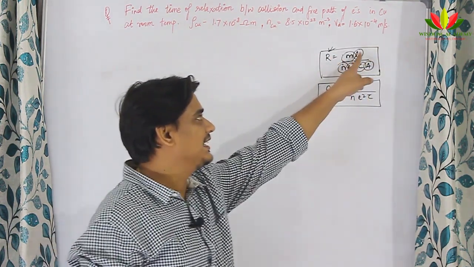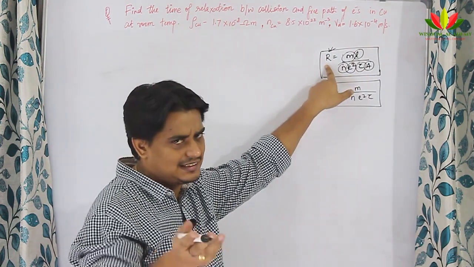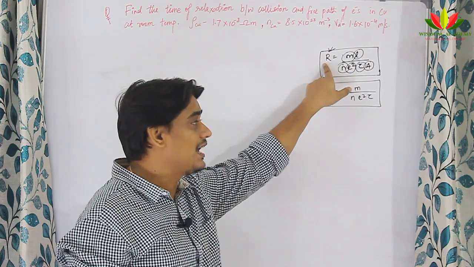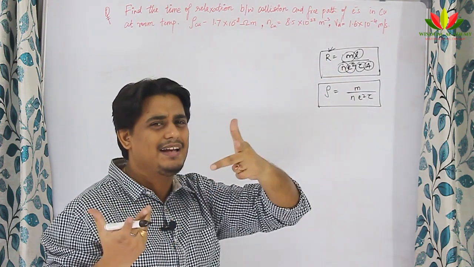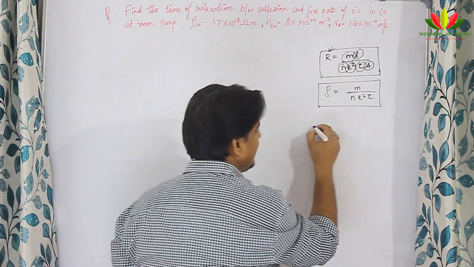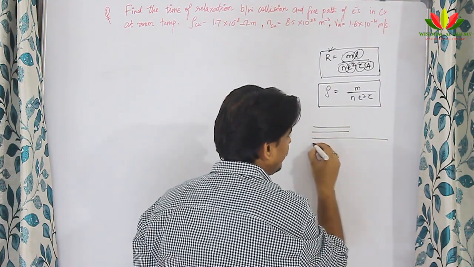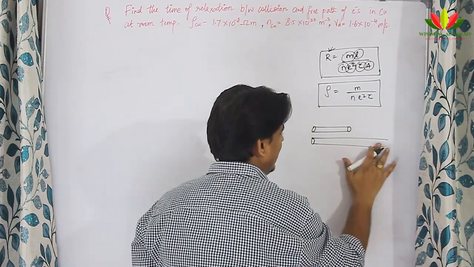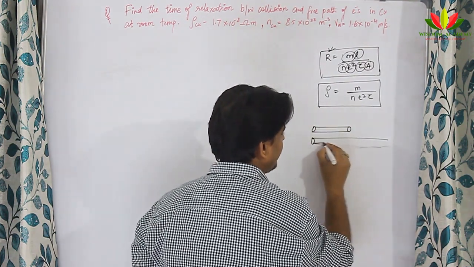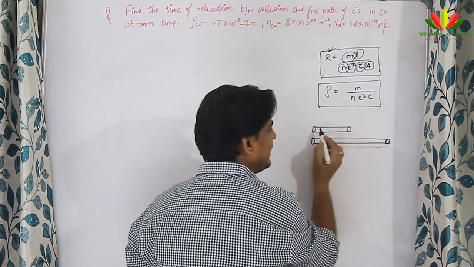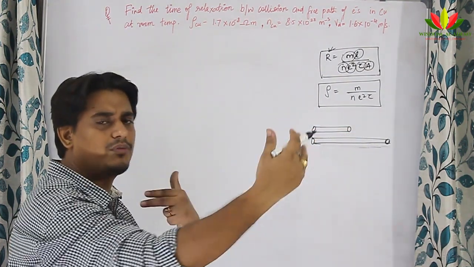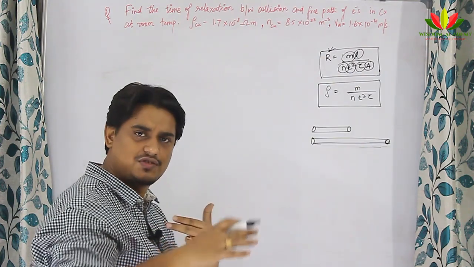So as L will increase, R will increase. Same thing we have already seen. As the area will increase, R will decrease. If you are wondering why it happens, it's very simple. If there are two rods, one longer and one shorter, having the same cross-sectional area, then the longer rod has more space and more particles, so more collisions will happen.